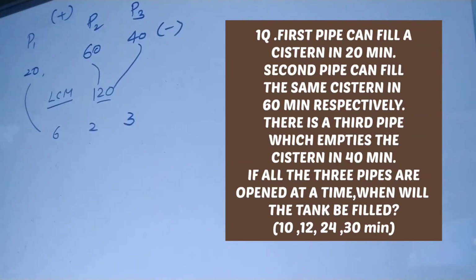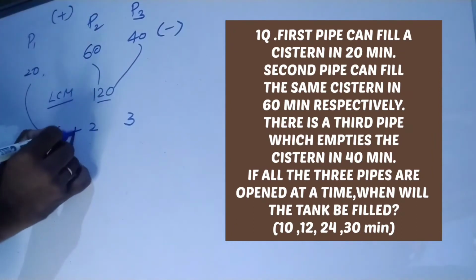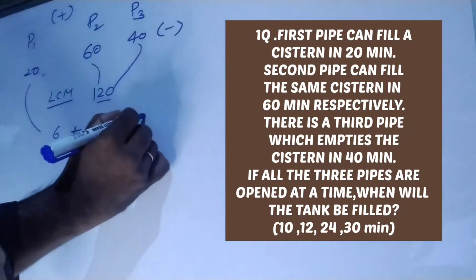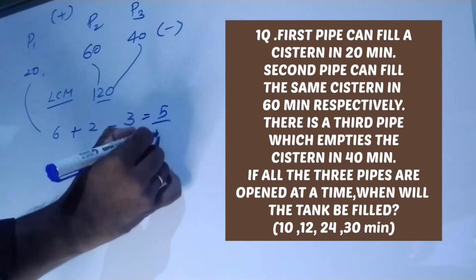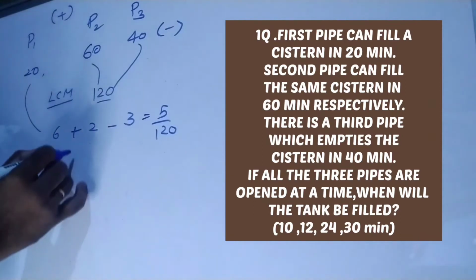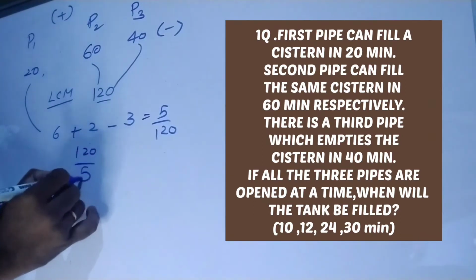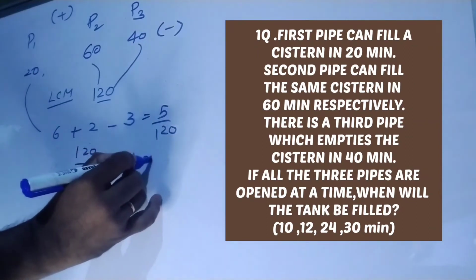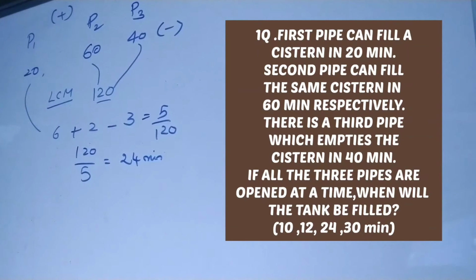So what I am doing? I am taking the LCM for all the 3 numbers. 2 pipes are filling, 1 pipe is emptying. So these 2 will be plus, this will be minus. Because 6 plus 2, 8. 8 minus 3, that is equal to 5 by 120. So 120 by 5, if we do this, friends, we are going to get 24 minutes. That is the answer.